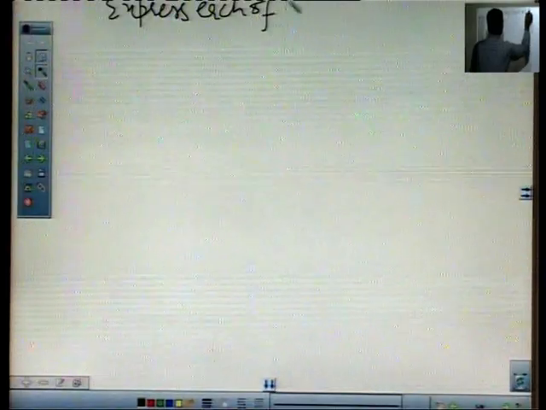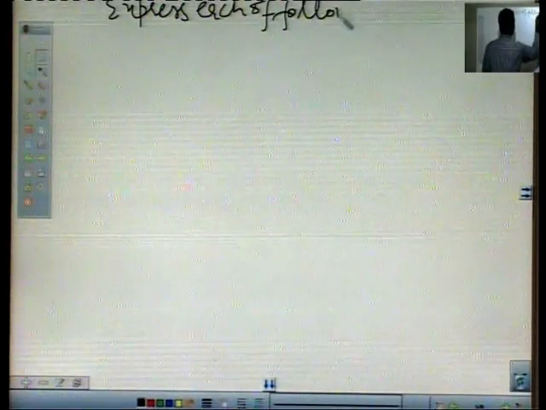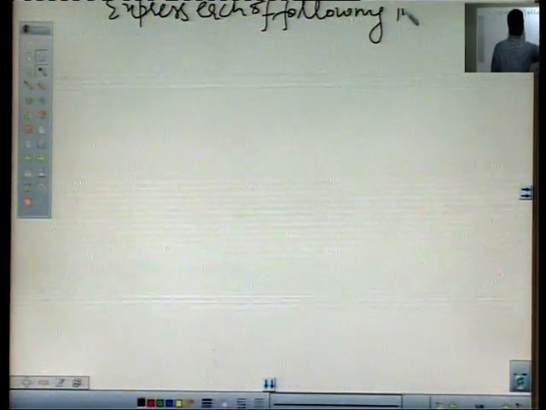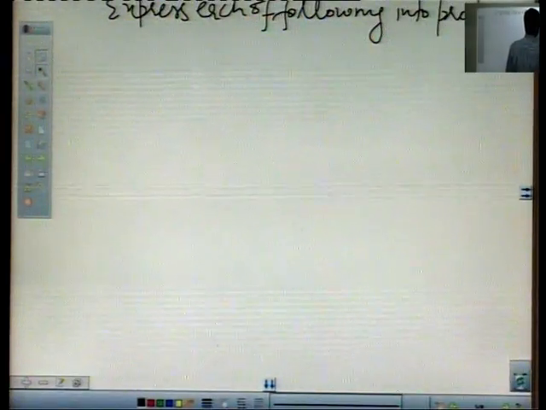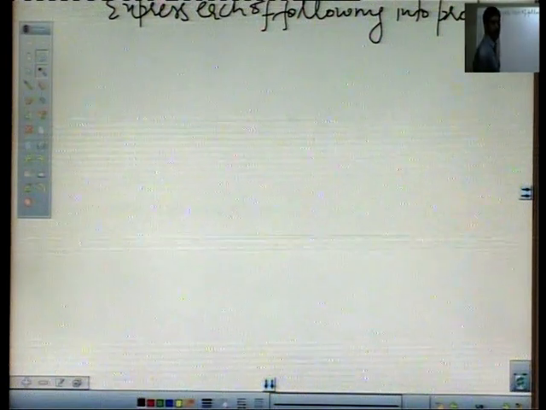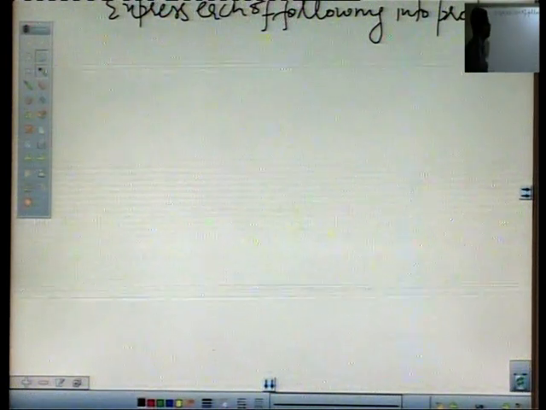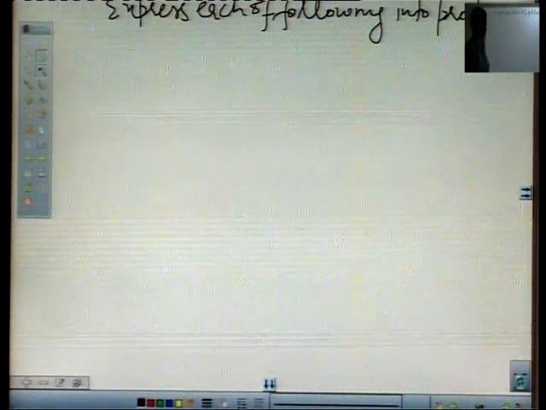express each of the following into product. We have some sum or differences. We have to transform these sum or differences into product.